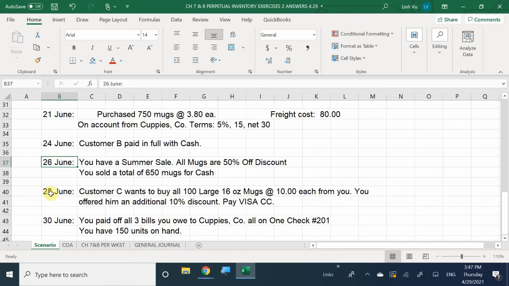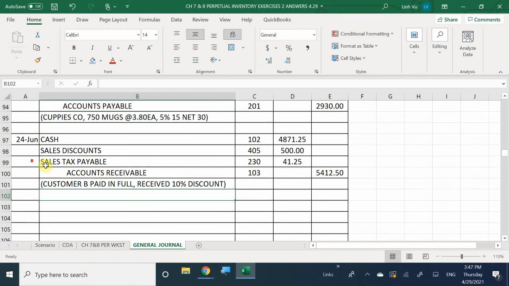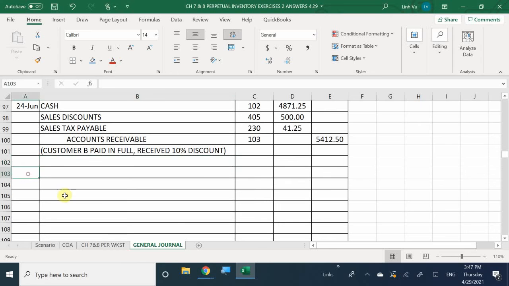So we decided, you know what? Let's do a 50% discount off of all the mugs. And people came in and decided, let's buy them. So we sold a total of 650 mugs and we received cash for it. So in this case, let's journalize. Our first thing here is that we sold something. So it is the 26th. We sold it for cash. Good.